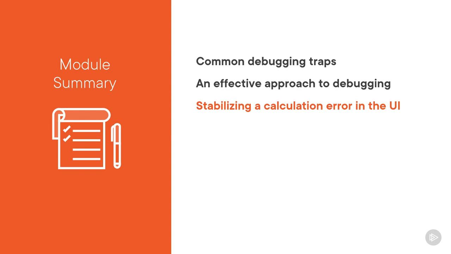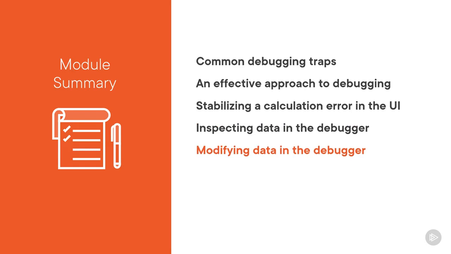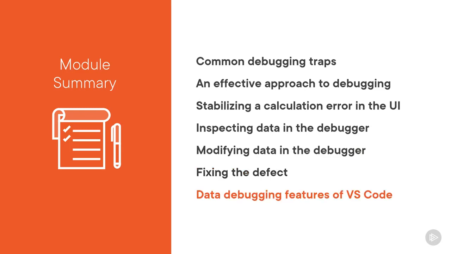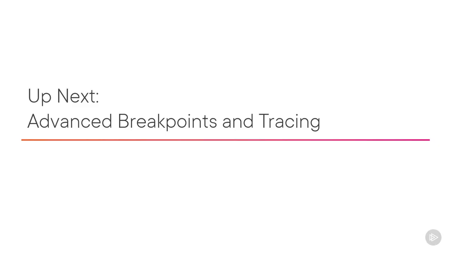Next in this module, we did some demos to illustrate debugging data using the tools in Visual Studio. You saw a calculation error and how to stabilize the error to make it repeatable. Then we inspected data in the debugger using debugging windows in Visual Studio. Next, you saw how to modify inputs right in Visual Studio while debugging. When we found the source of the defect, we fixed it and looked for similar errors in the code. And finally, you saw how Visual Studio Code allows you to do many of the same tasks as Visual Studio when it comes to inspecting and debugging data. In the next module, we're going to talk more about breakpoints and tracing data using code from the system.diagnostics namespace in .NET.